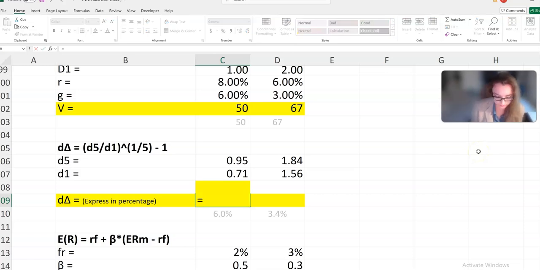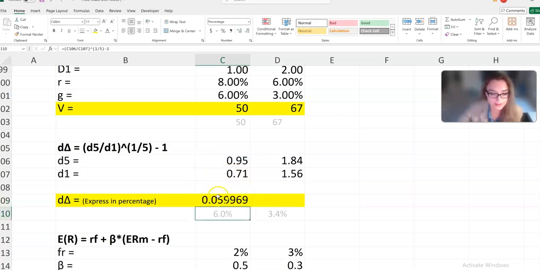Equals sign, parenthesis open, D5 divided by D1, parenthesis close, then shift, and then we press the exponent key, shift parenthesis open, 1 divided by 5, shift parenthesis close, minus 1. This is a decimal form and our answer is in percentage. If you'd like to convert it into percentage, you simply go up here and press percent.